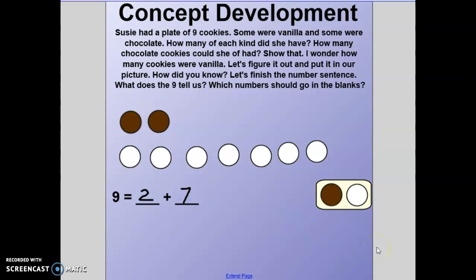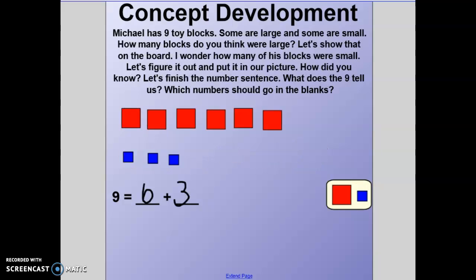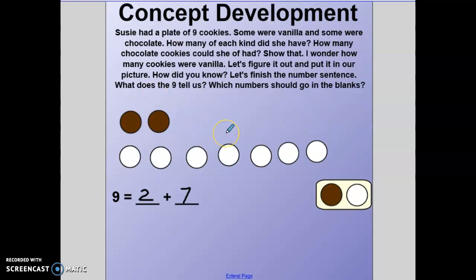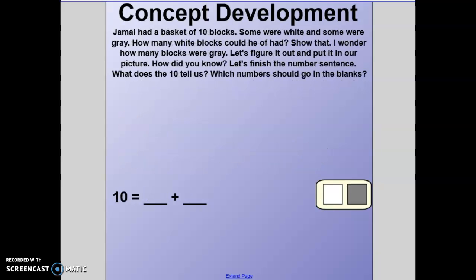Wow. So there's not just one way to make 9, is there? We have 9 equals 6 and 3. We have 9 equals 4 plus 5. And now we have 9 equals 2 plus 7. Wow, this is amazing. Okay, here is our last problem.